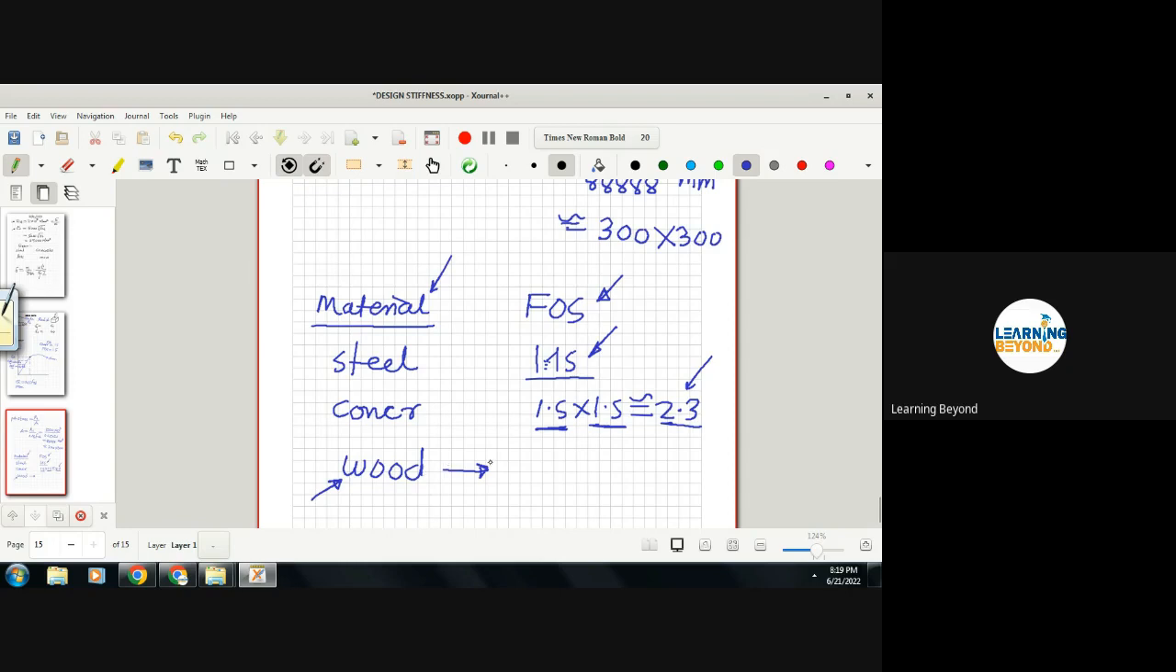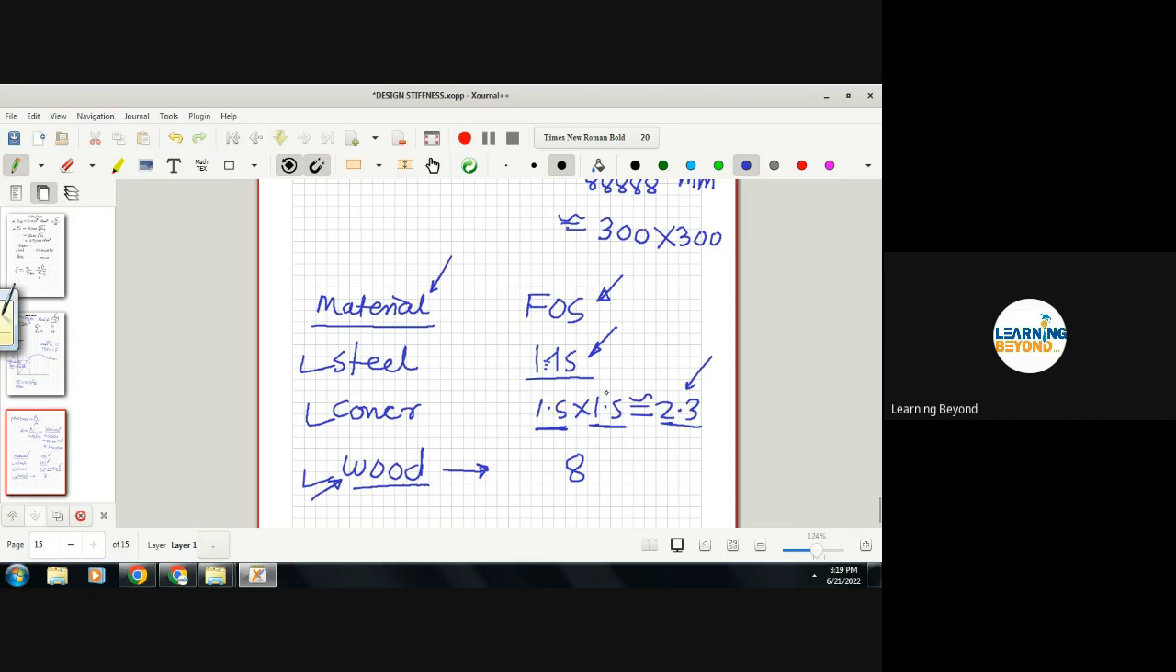And generally wood is not assured in quality as much compared with steel and concrete. So wood is having more factor of safety. It is around 8. I'm just giving an example for comparison. So you can understand for different materials how the factor of safety is different, for the same load and same moment.